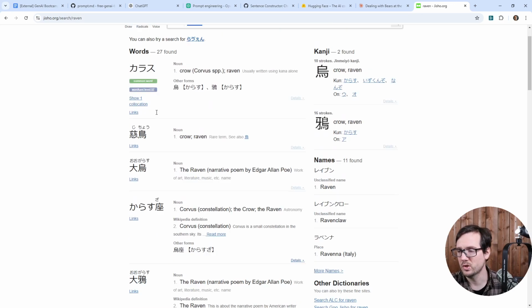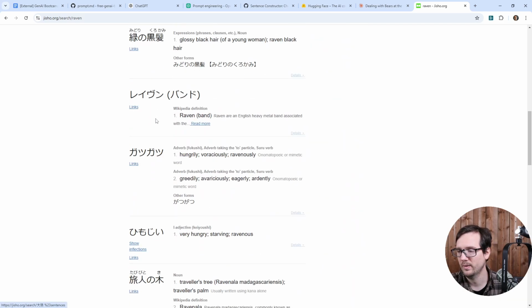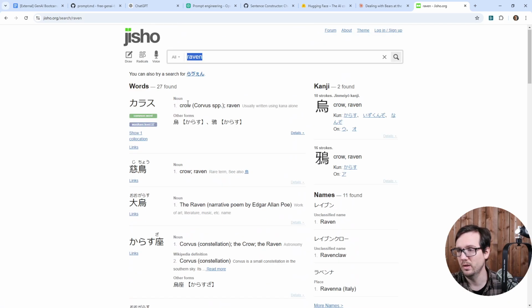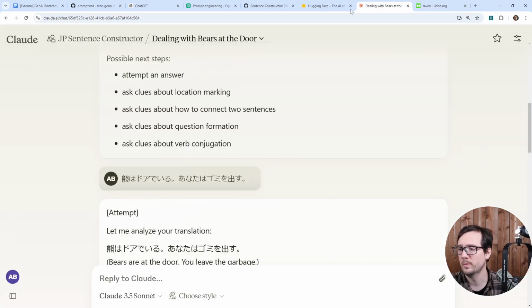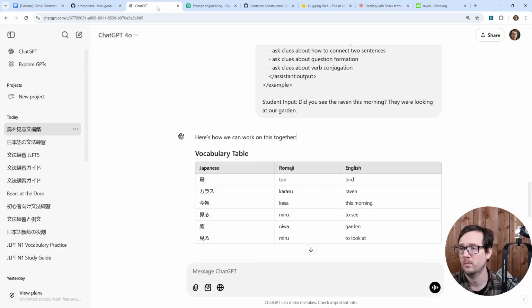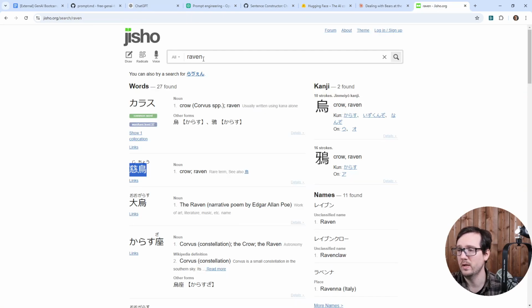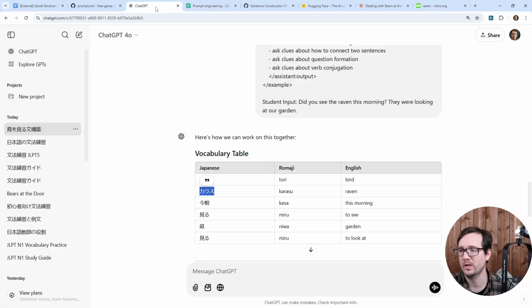I'm not sure why we had such a long one from before. That's really interesting, because here we have Jicho for raven. So I'm not sure why we had such a complex one. But that's fine. But this one says Karasu. So that could be another way of saying, yeah, that is crow or raven. So we have a few variants of how we can actually say that, and that's totally fine.